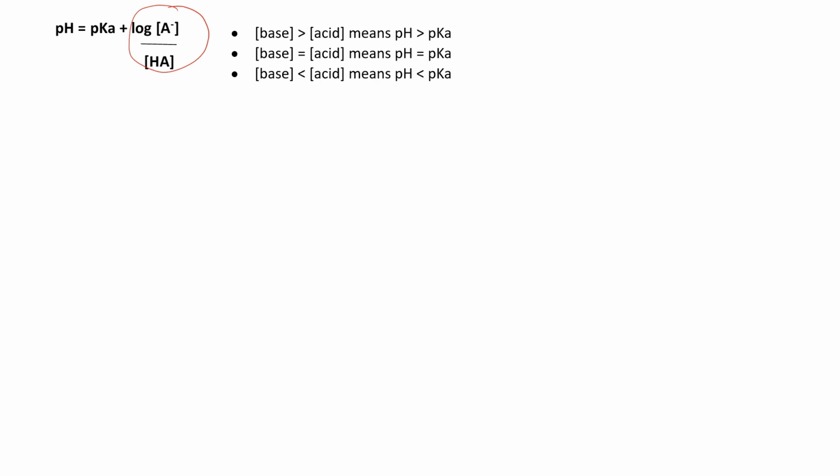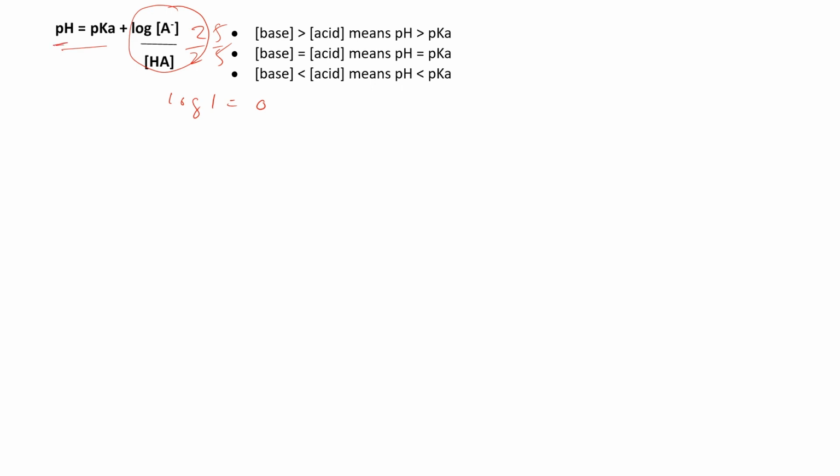And how we can make this value 0? Log 1 is 0. So we have to make here 1. To make 1 here, the concentration should be equal. For example, 2 by 2, 1, 5 by 5, 1. So the concentration should be equal. So if the concentration of conjugate base and acid are equal, in that case, pH will be equal to pKa. So if we know the pKa value, we can calculate the pH if we also know the concentration of conjugate base and its acid.